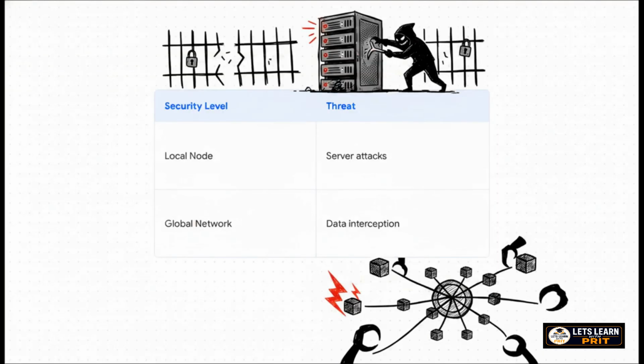Challenge number 3, security. Look, when data is locked in one single room, keeping it safe is relatively easy. But here, we have 2 completely different levels of threat. At the local node level, hackers might try to target just one specific city server. And then, at the global network level, when your data is literally traveling through cables from one node to another, that's when the risk of it being intercepted or hacked is at its absolute highest.